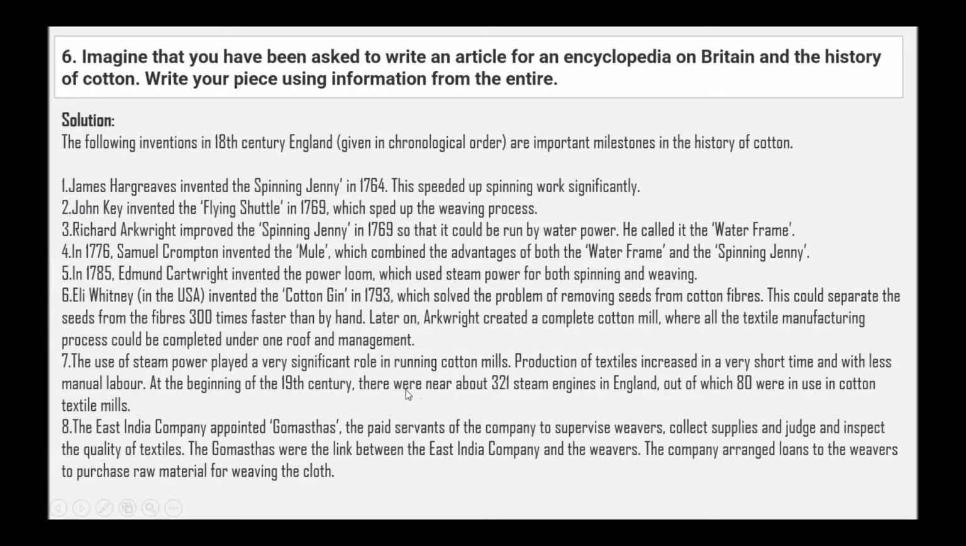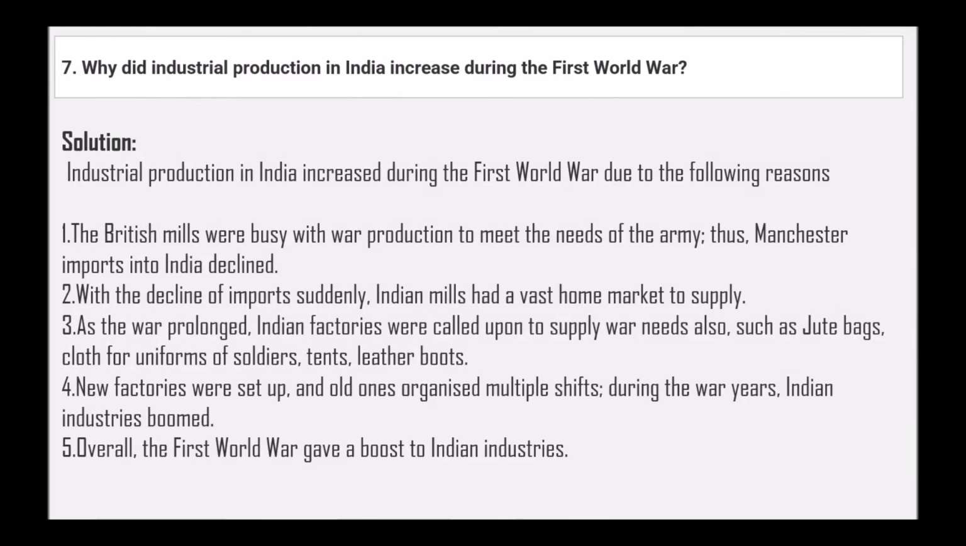At the beginning of the 19th century, there were about 321 steam engines in England, out of which 80 were used in cotton textile mills. The East India Company appointed gomastas, the paid servants of the company, to supervise weavers, collect supplies, and judge and inspect the quality of textiles. The gomastas were the link between the East India Company and the weavers. The company arranged loans to the weavers to purchase raw materials for weaving the cloth.